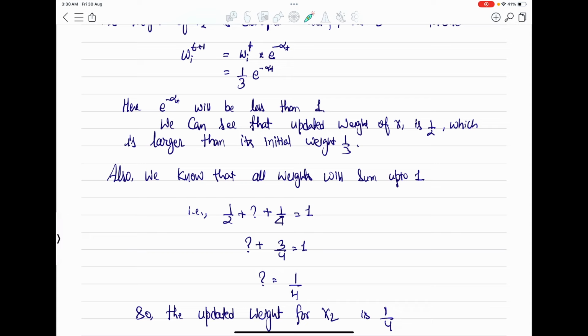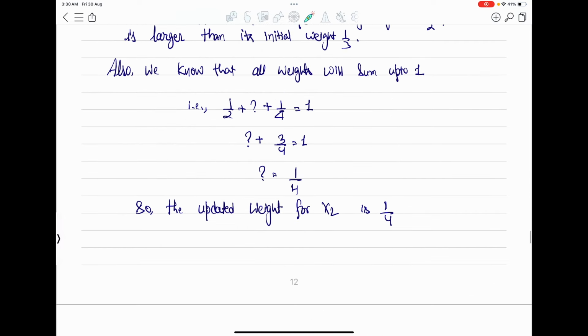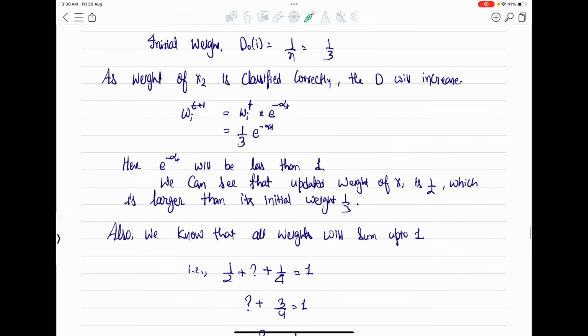So from this information, what we can do is that we know that all the weights sum to 1, and this is the already updated weight. So we combine it and the sum will be equal to 1. From there we can find this. But the main way of solving this is basically from here. Now here alpha t is basically the activation function, right?